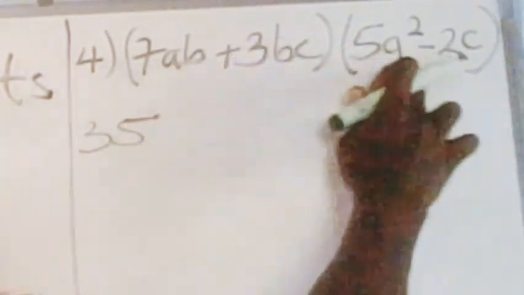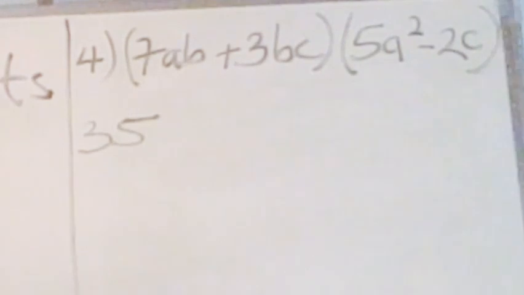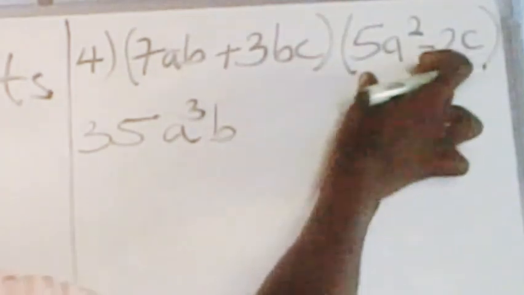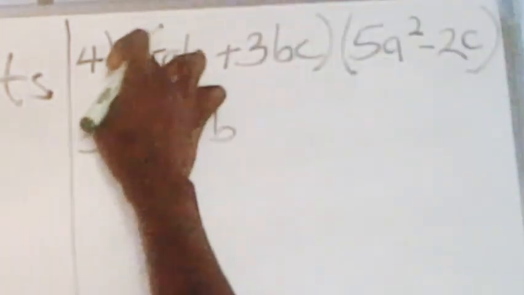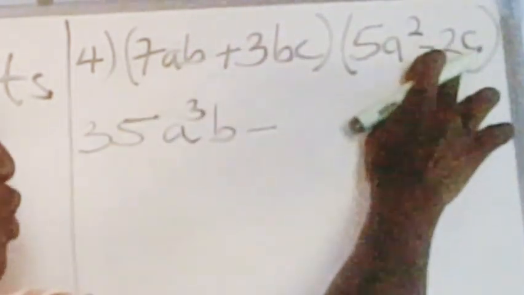Remember, when we have the same letters, we simply add the powers. There is an imaginary power 1 for a. So when we add this 1 plus this 2, we get a power 3. And then b, we just bring b along. We are done with this and the first one. We go to the second one. Positive times a negative will be negative. 7 times 2 will be 14.